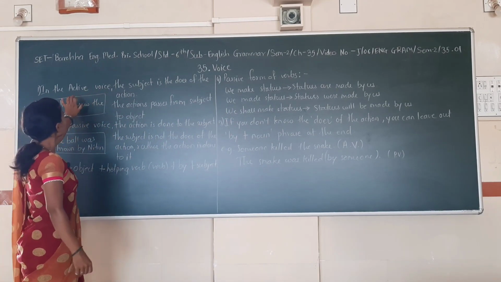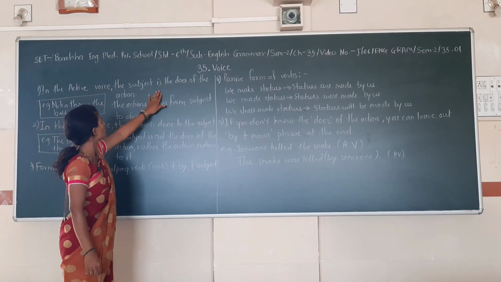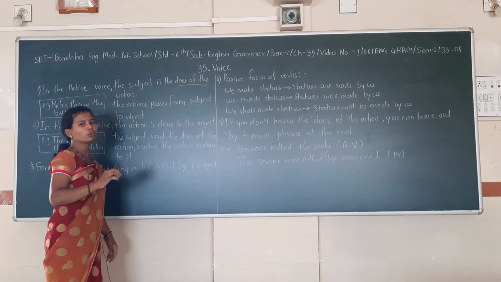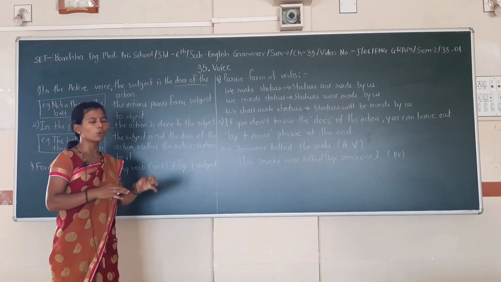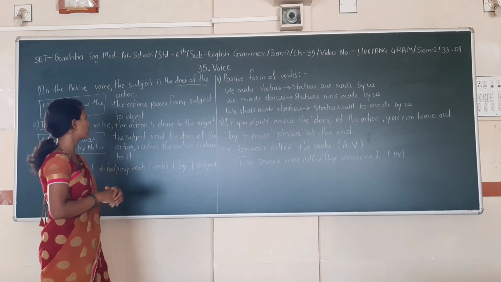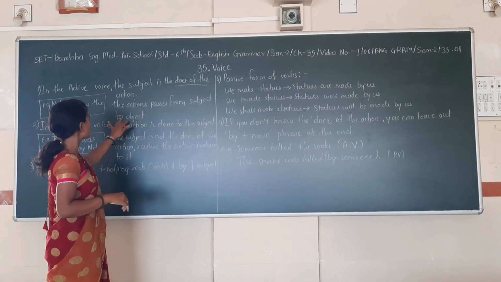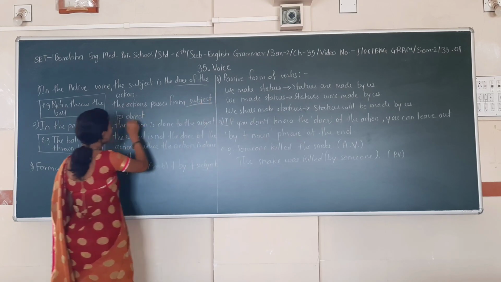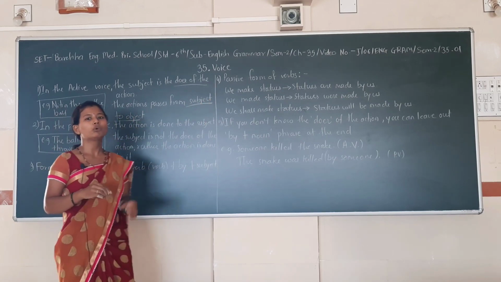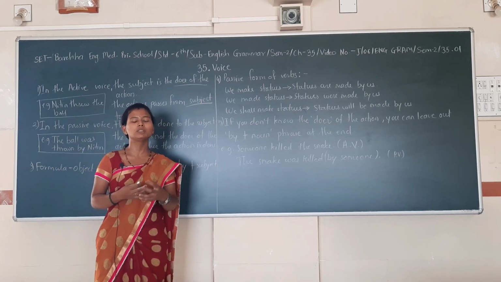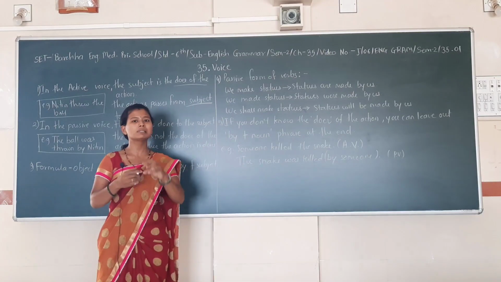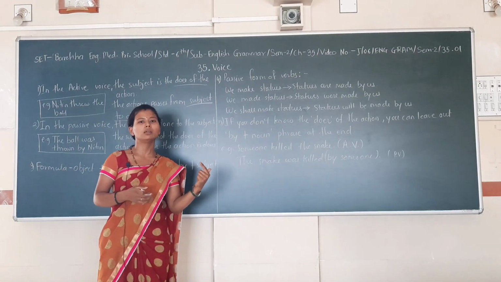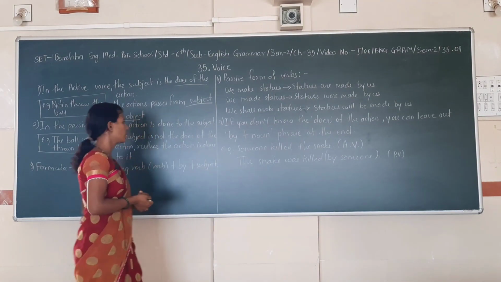In active voice, the subject is the doer of the action. So in active voice, the total focus is on the subject. The action passes from the subject to the object. So in active voice, whatever happens in your sentence will start from the subject and end at the object.